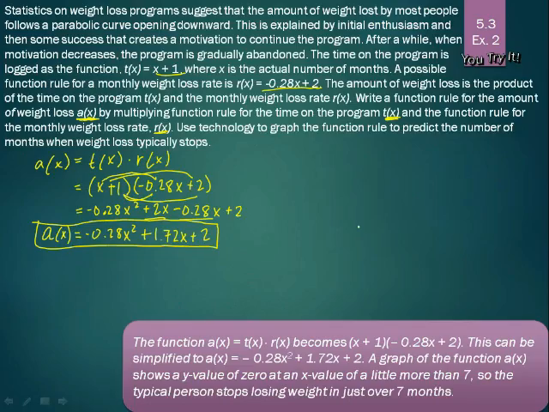So now we can summarize our answer. The function a(x) = t(x) times r(x) becomes (x + 1) times (-2800x + 2). This can be simplified to a(x) = -2800x squared + 1 and 7200x + 2. The graph of the function a(x) shows a y value of 0 and an x value of a little more than 7. So the typical person stops losing weight in just over 7 months.